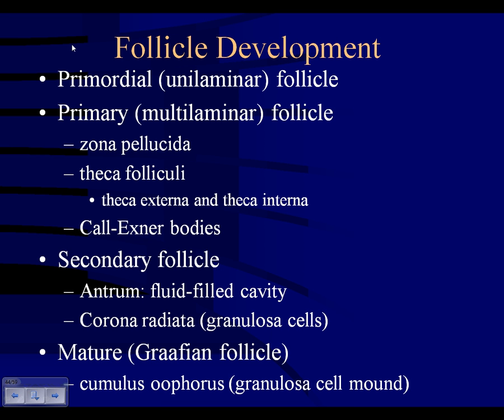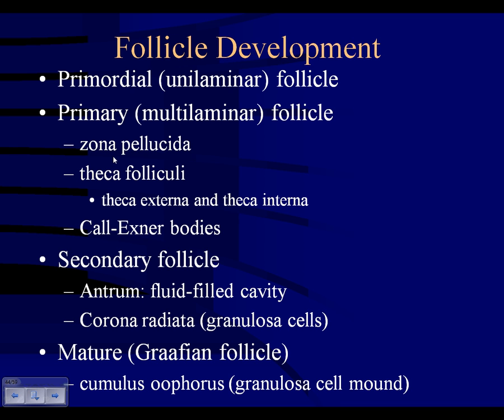And then when that follicle starts to mature, you have what's called a primary follicle, a multilaminar follicle. The clear space comes out between the egg and the rest of the follicle, called the zona pellucida. And then you have your theca folliculi, which is a set of theca cells, interna and externa. The externa are a little bit more plump. And then the granulosa cells, which make Call-Exner bodies.